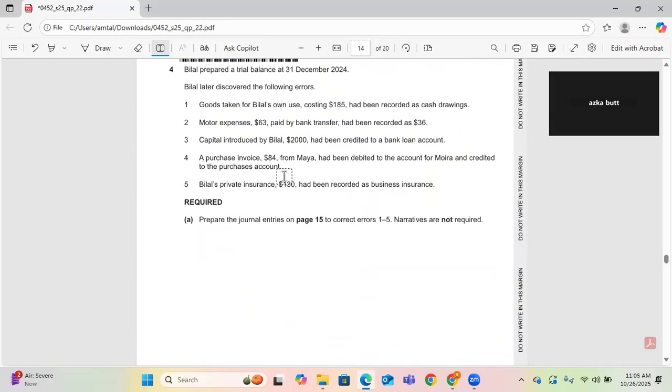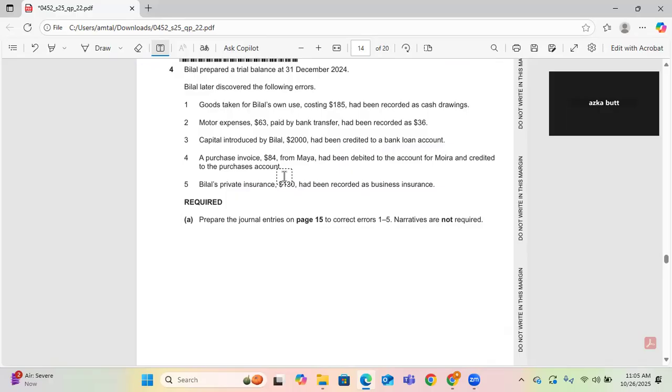A purchase invoice, $84 from Maya, had been debited to the account of Moira and credited to the purchases account. Okay, so basically the purchases account should be debited. And we received the purchase invoice from Maya, so Maya is the supplier, and Moira is also a supplier. So what we have to do is debit the purchases and credit Maya.